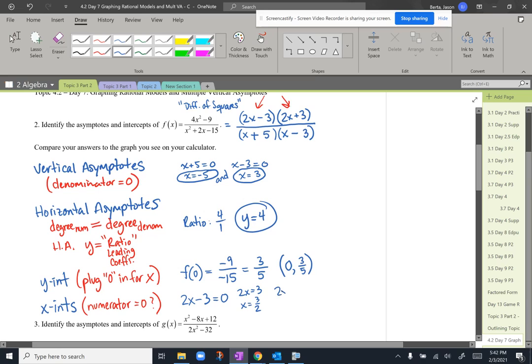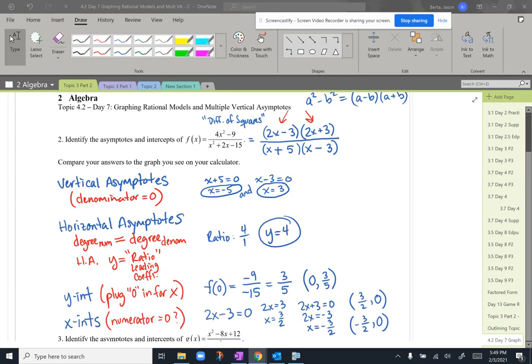The other one is 2x plus 3. Set that equal to 0. Subtract 3 this time from both sides. I get 2x equals -3, and then divide by 2 again. I get x equals -3/2. So that means I have two x-intercepts, and the x-coordinates are 3/2 and -3/2, and the y-coordinate of all x-intercepts is 0. Let's go ahead and graph this function using our graphing calculator.